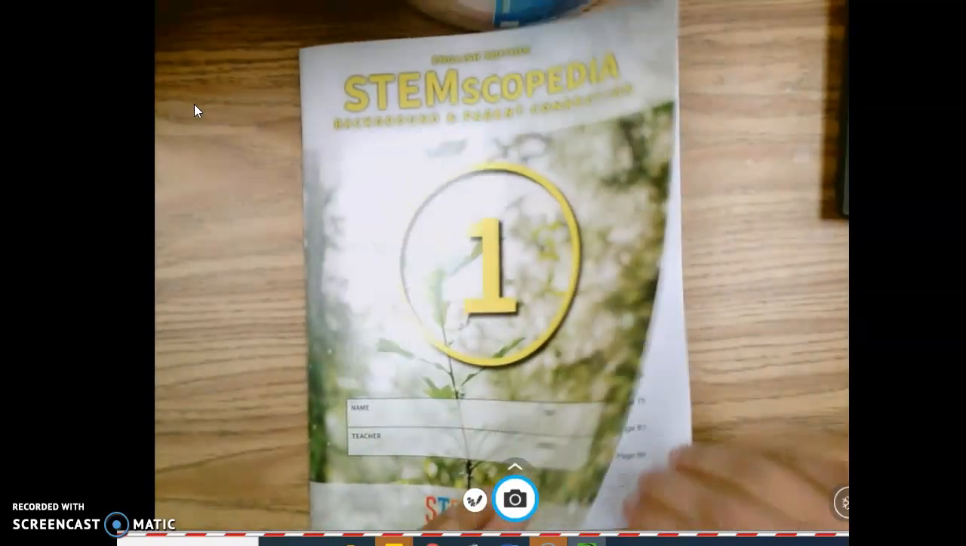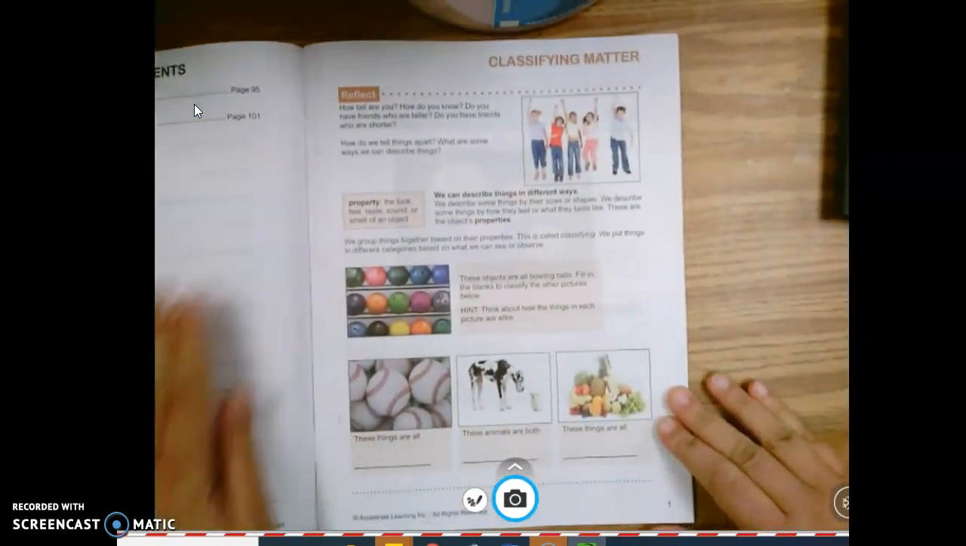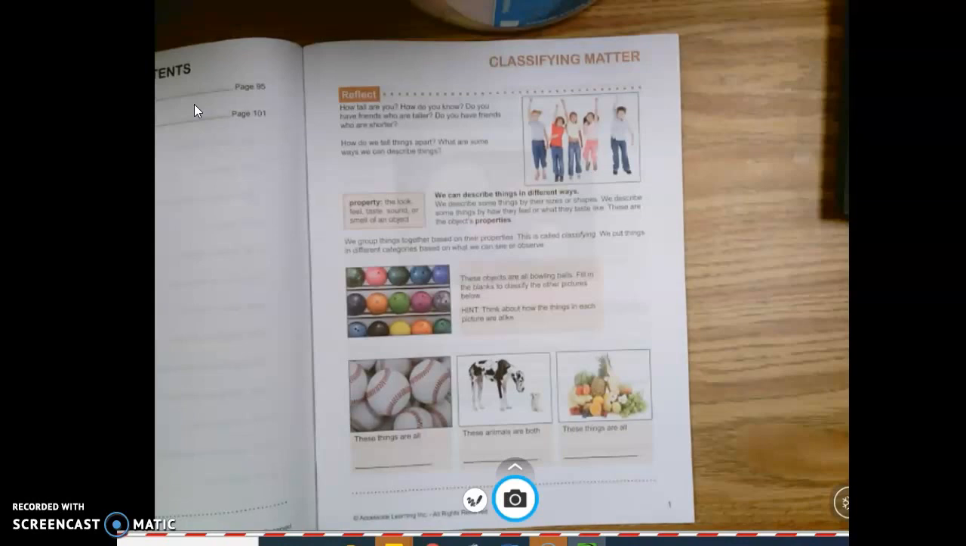So we're going to open up to page 1. It says classifying matter. This is where we're going to talk about different properties today. So make sure you have your science journal with you. And we're going to take some notes as we go. Let's read it to you.